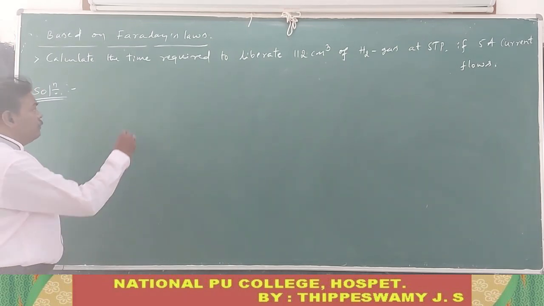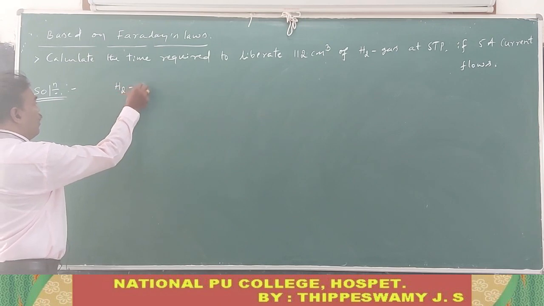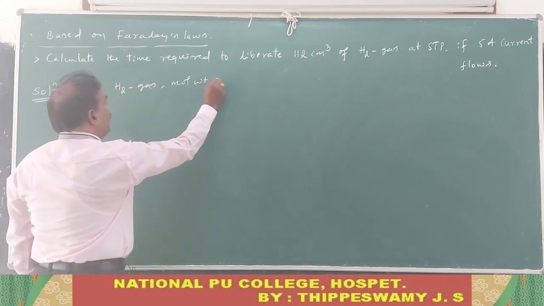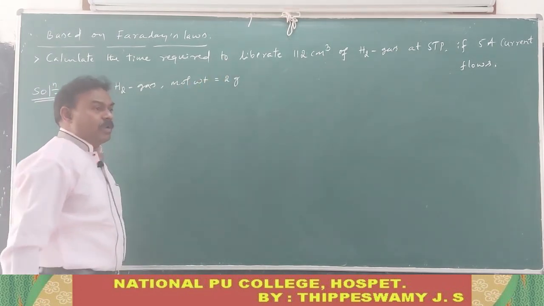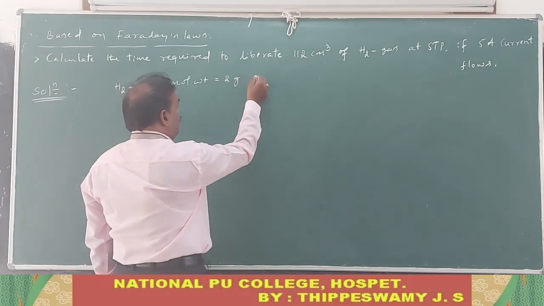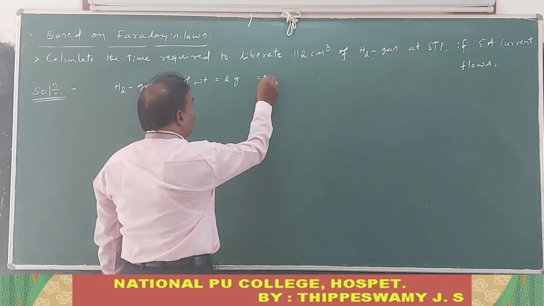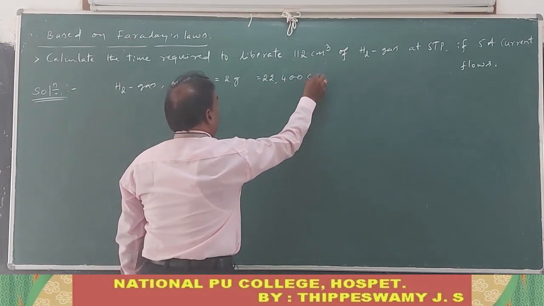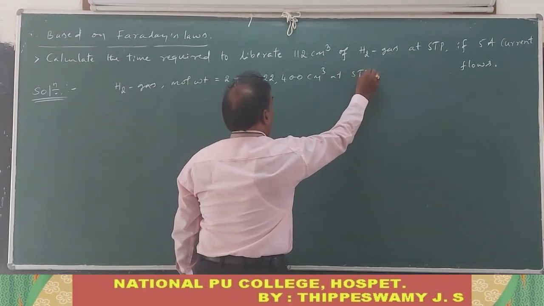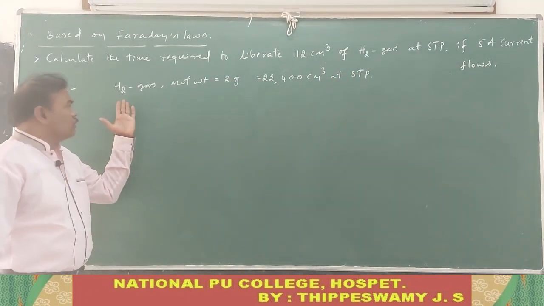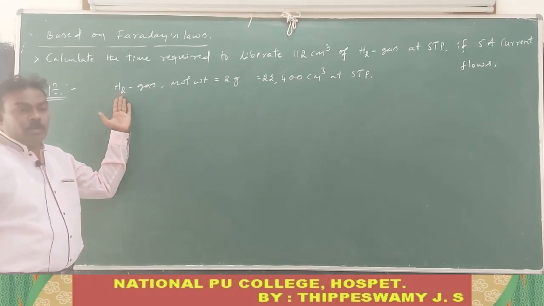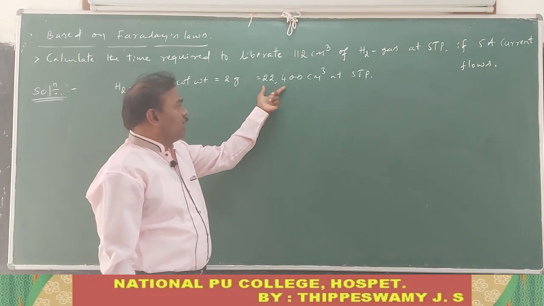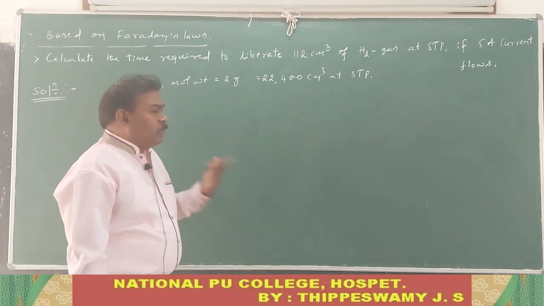We know that hydrogen gas, its molecular weight is 2 grams. It occupies 22,400 cm cube at STP. All of you know that this hydrogen gas, its formula is H2, its molecular weight is 2 gram, and it occupies a volume of 22,400 cm cube at STP.